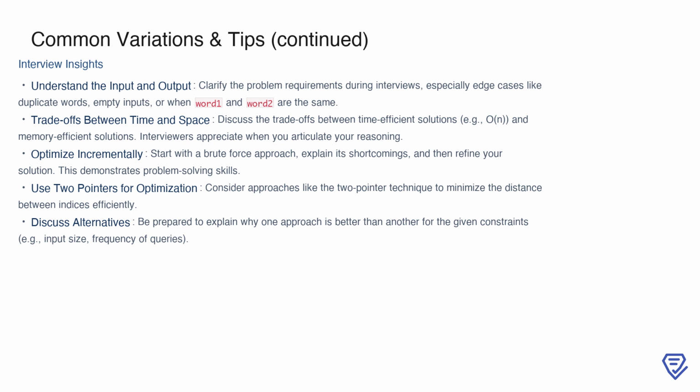Interviewers often value when you can articulate thoughtful reasoning behind your approach. It's also a good idea to start with a brute force solution, highlighting its limitations, and then incrementally optimize. This demonstrates your ability to refine and improve your approach. Speaking of optimization, the two-pointer technique is a great way to minimize the distance between indices efficiently, and it's worth discussing during the interview. Lastly, be prepared to compare alternatives. For instance, explain why a particular approach is more suitable given the constraints, such as the input size or the frequency of queries. This not only shows your technical skills but also your ability to evaluate solutions critically.